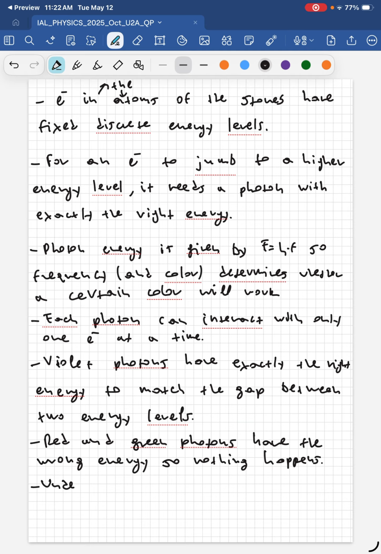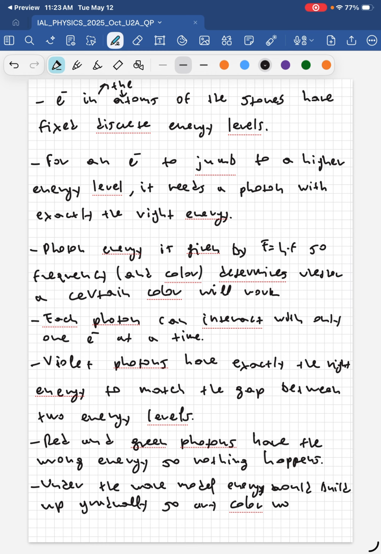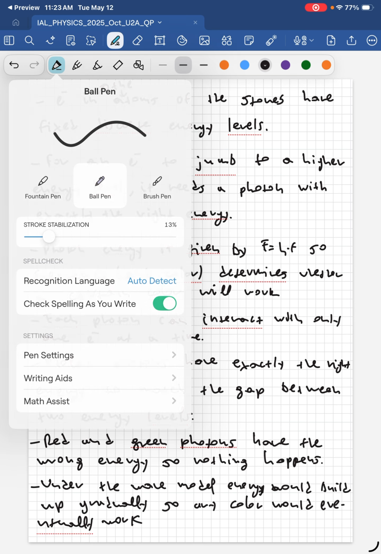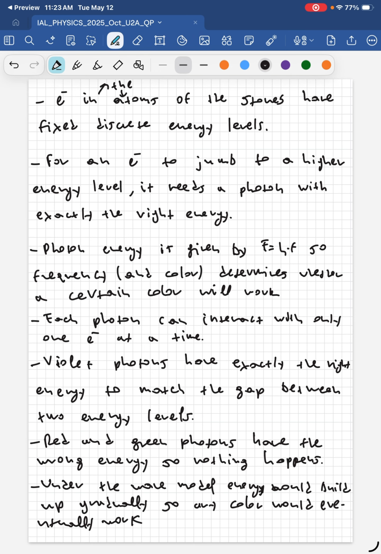Okay, so under the wave model, energy will build up gradually. So any color would eventually work, which is not the case. Okay, this was a long answer, but I hope it makes sense. So this was question 15. Let's move on to the next one, which is question 16.